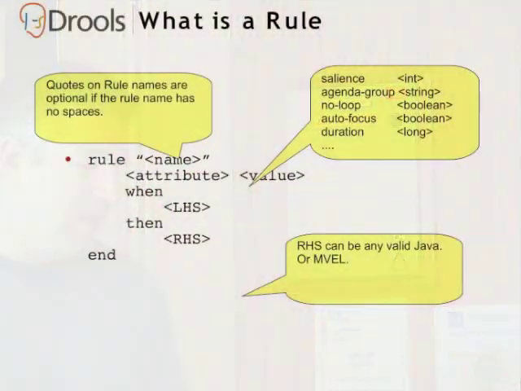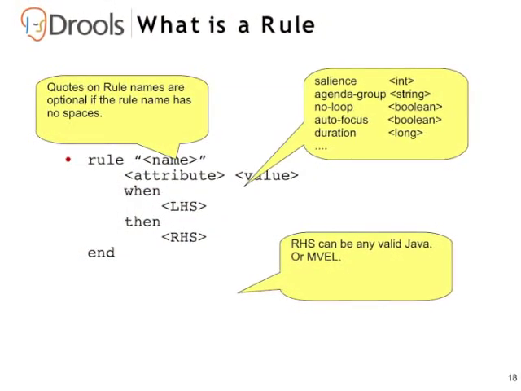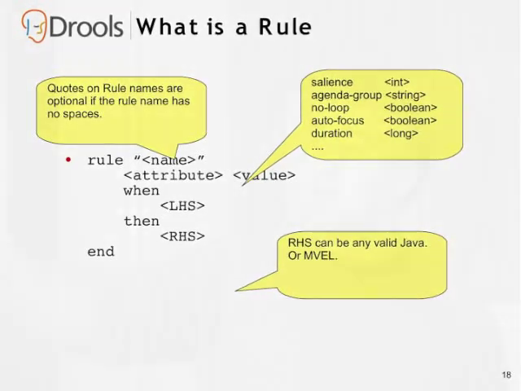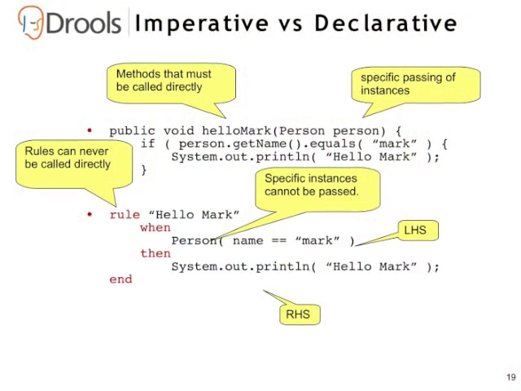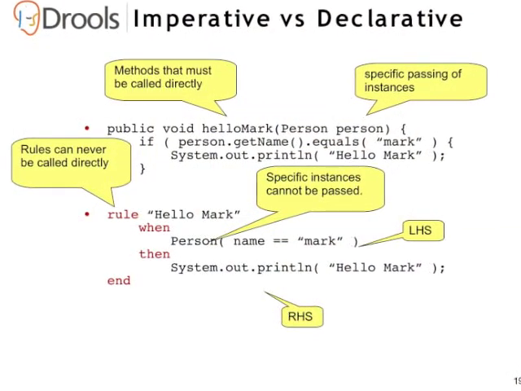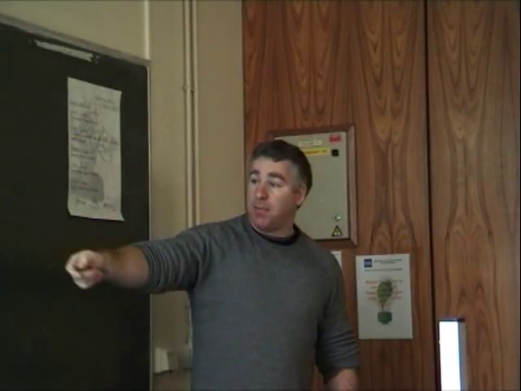So what is a rule? You've already seen the format. You have rule, name, quotes are optional. If you don't have spaces you don't need quotes. Some attributes which control the rule execution behavior. You have the left-hand side, which is the when something happens. You have the then side, which is the right-hand side. When something happens, then do these actions. So there's the left-hand side, where the person equals Mark. There's the right-hand side, print, hello Mark.